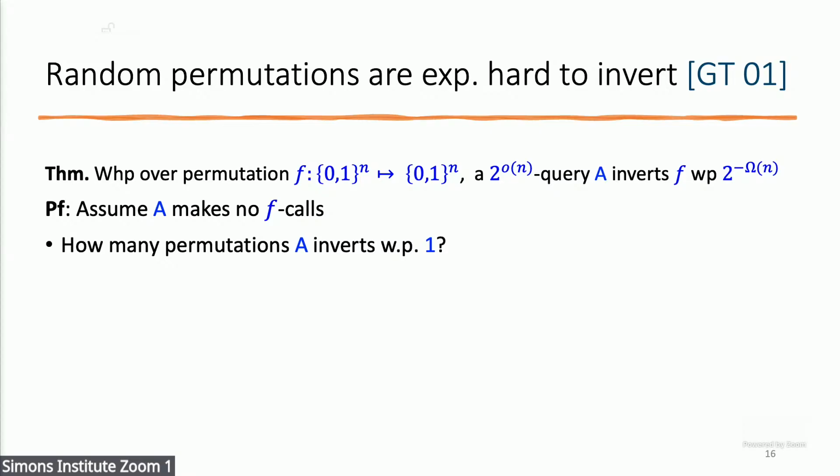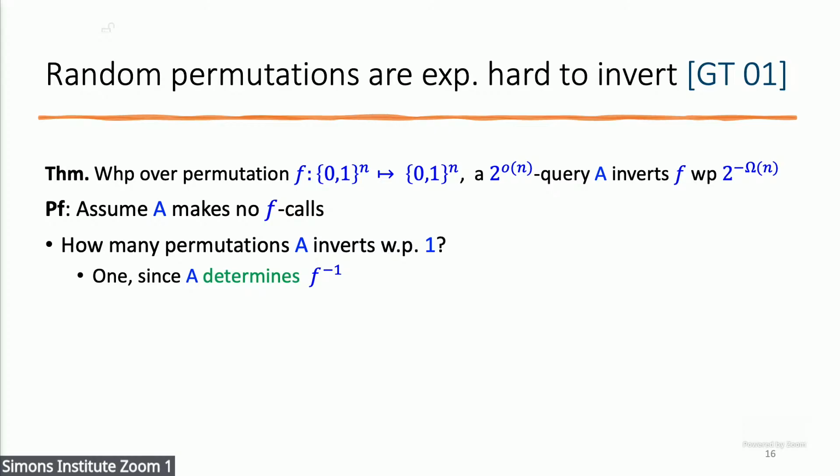Maybe it inverts different permutations. How many permutations? I give you an A, I tell you it inverts some permutation with probability 1, and it doesn't make any call to f. How many permutations can it invert with probability 1? And the answer is 1. Why 1? Because basically A determines f inverse and therefore determines f. You give me a Y, you give me a different Y, and you give me the preimage. So basically A is f inverse, so it determines f. There is only a single permutation it inverts with probability 1.